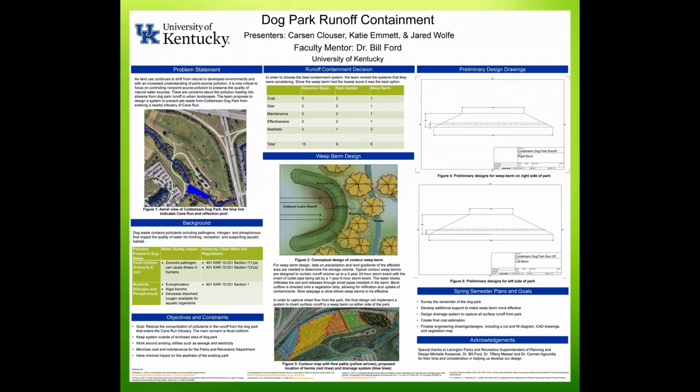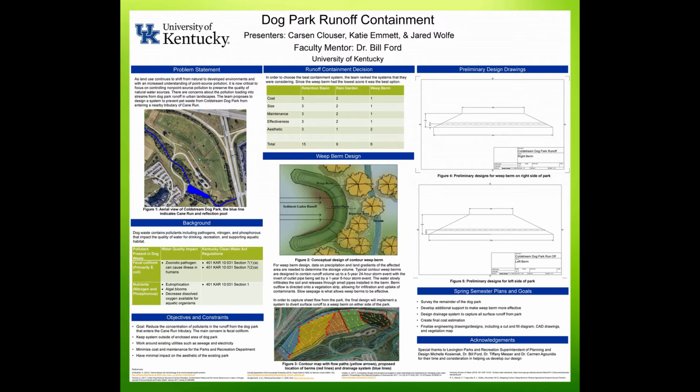As our problem statement said, our objective is to reduce the concentration of pollutants in the runoff from the dog park that enters the Cane Run tributary, with our main concern being reducing the concentration of fecal coliform in the runoff. The constraints that limit the type of system to be used are keeping the system outside of the fence line, working around existing utilities such as the sewage and electricity lines, minimizing the cost and maintenance for Parks and Recreation Department, and ensuring the minimal impact of the aesthetic of the park.